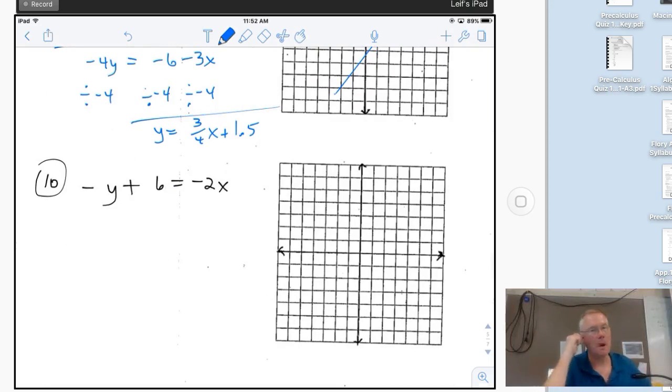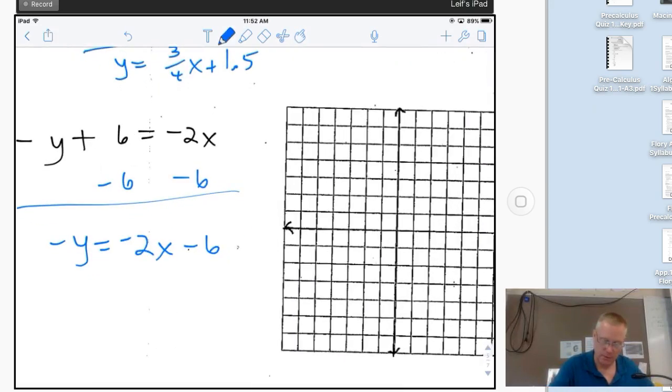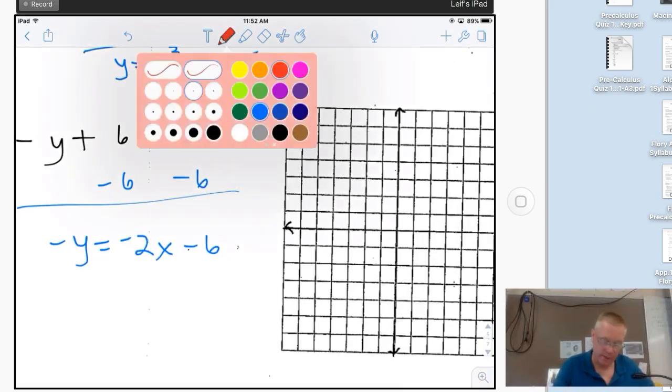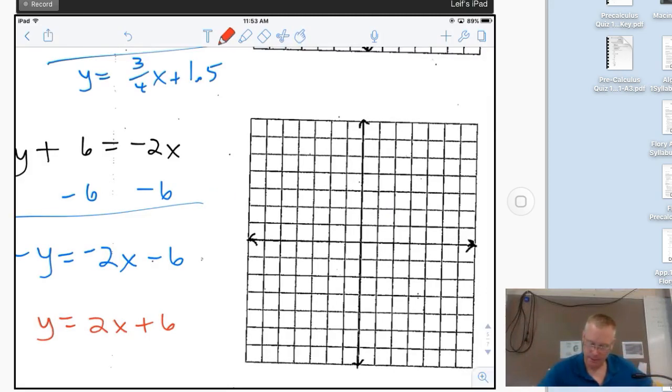All right, so this one. I want to manipulate it to get y alone. So if I subtract 6 from both sides, I'll get -y equals -2x minus 6. And next I'm going to multiply by -1 or divide by -1. But what happens when you do that is all the signs switch. So they all went from negative to positive. If one of them was positive, it would go to negative. Okay? All right, so y-intercept is 6.